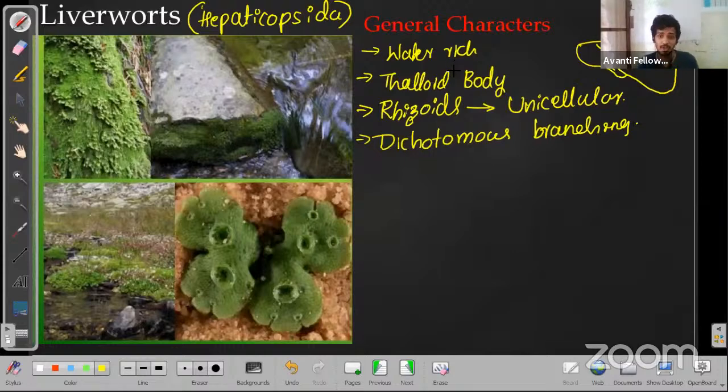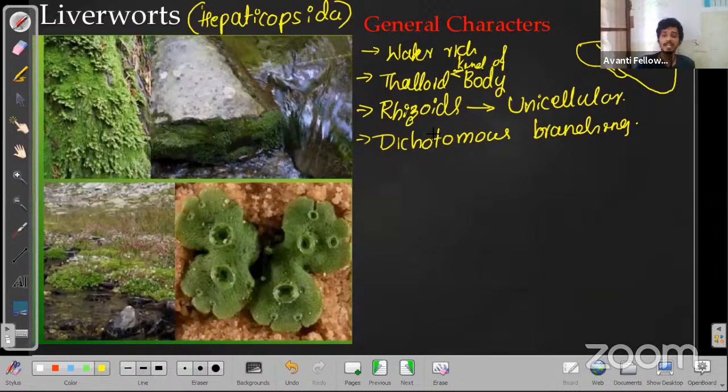Thalloid is a kind of body. These are not truly thallophytes. Truly thallophytes are only algae, if you remember that, right? It is a thalloid kind of body, not truly thalloid in nature.